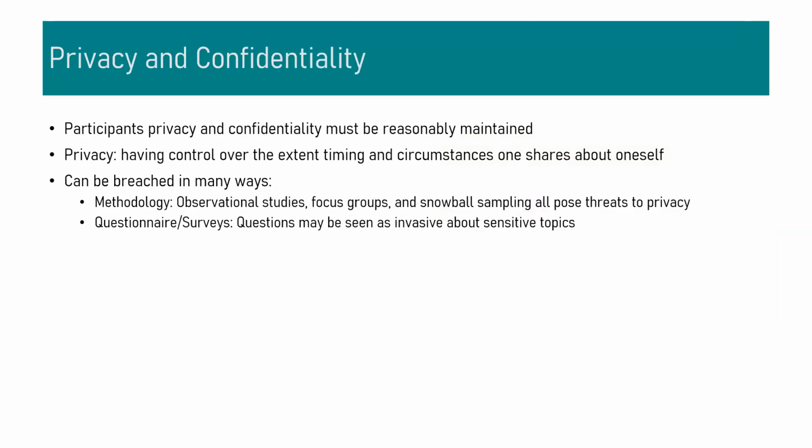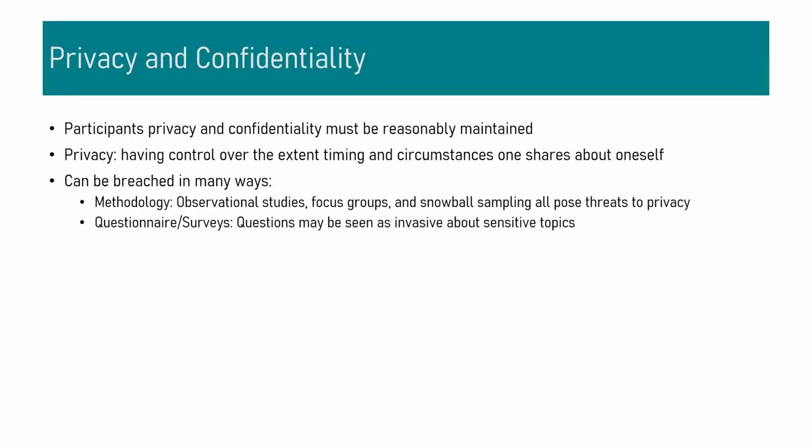So when reviewing a research design, IRB committee members consider many different ethical guidelines and rules. One common rule in reviewing is that the privacy and confidentiality of participants must be reasonably maintained. This means that researchers have an obligation to give the participant control over what and how much information they share, which is known as privacy, as well as protecting the information that participants do disclose, which is known as confidentiality.